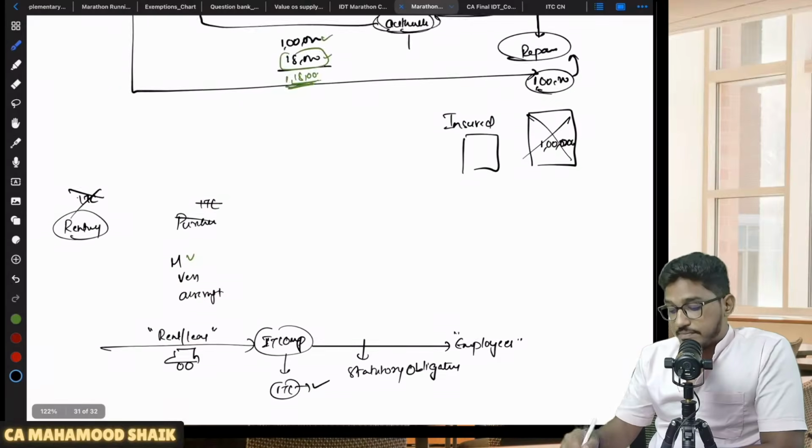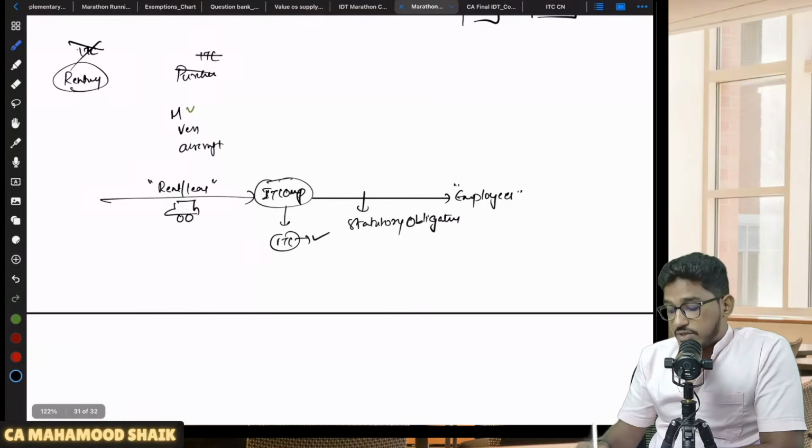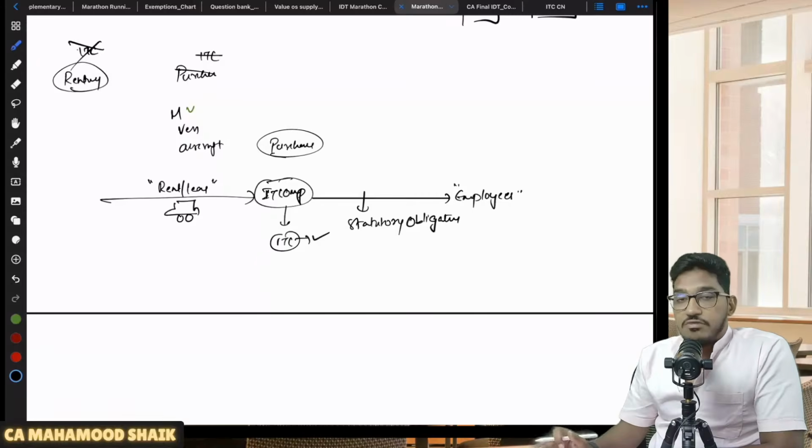Sir, what if they purchase? What if this IT company, instead of taking it on rent, purchases the car and provides the transportation facilities as per statutory obligation, can they take ITC? No, they can't take ITC. If they are purchasing, they can't take ITC. But if they are taking it on rent or lease, they can take ITC. Able to understand?